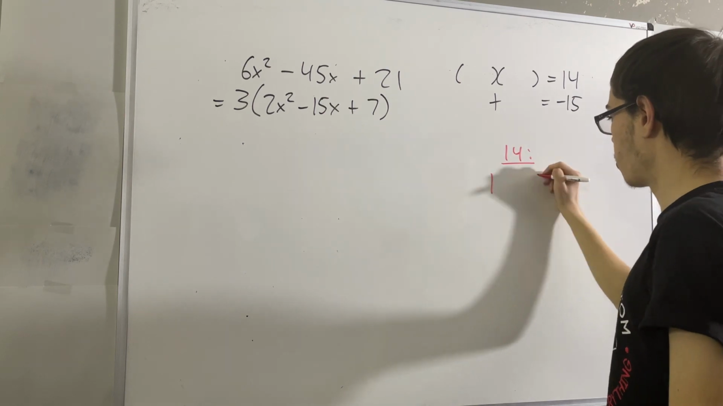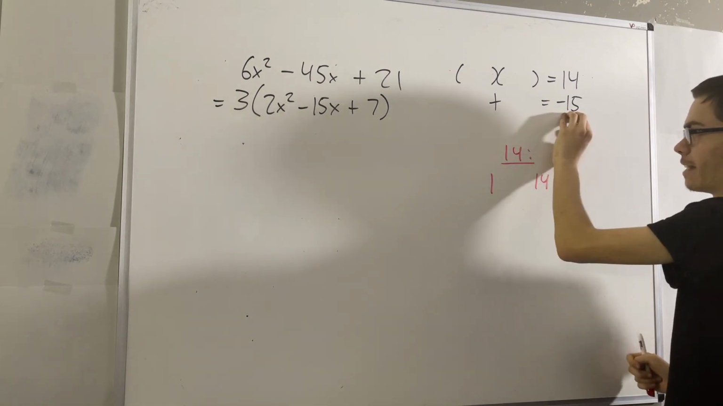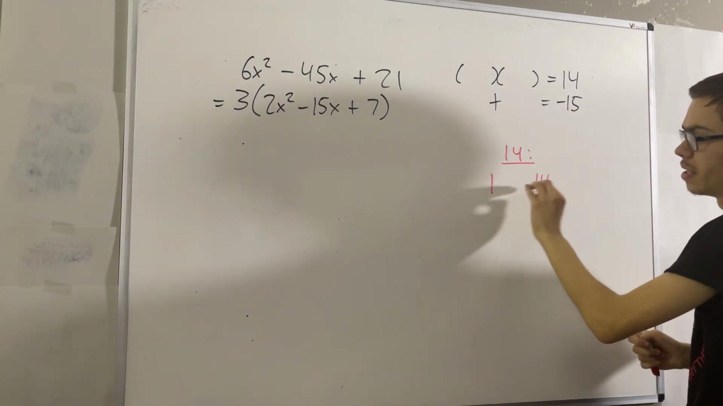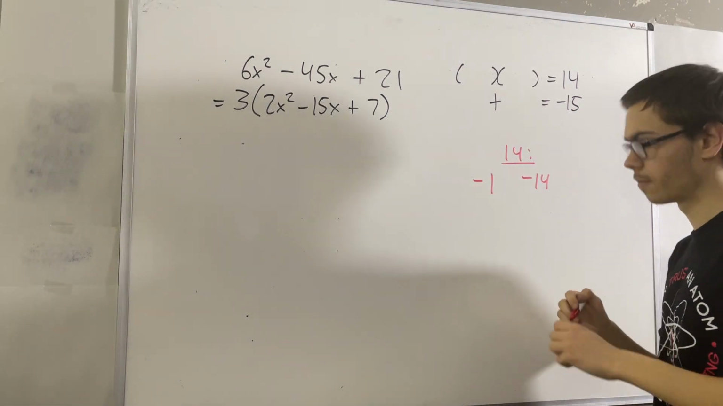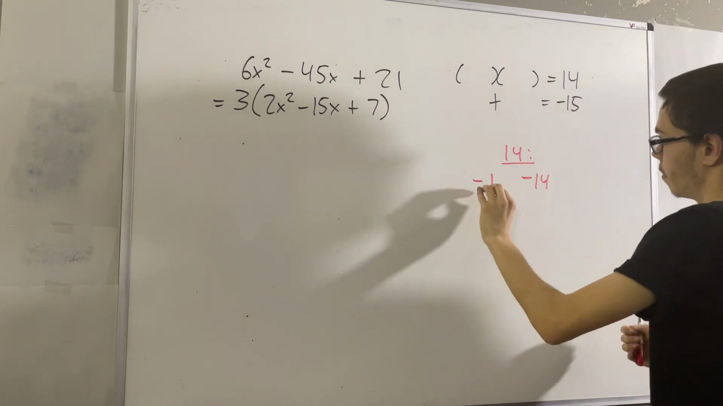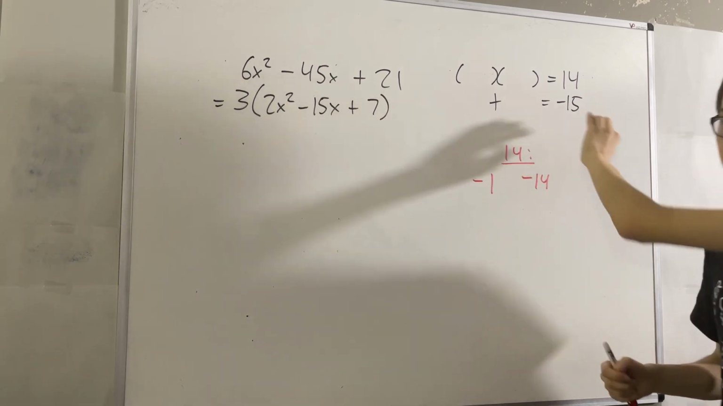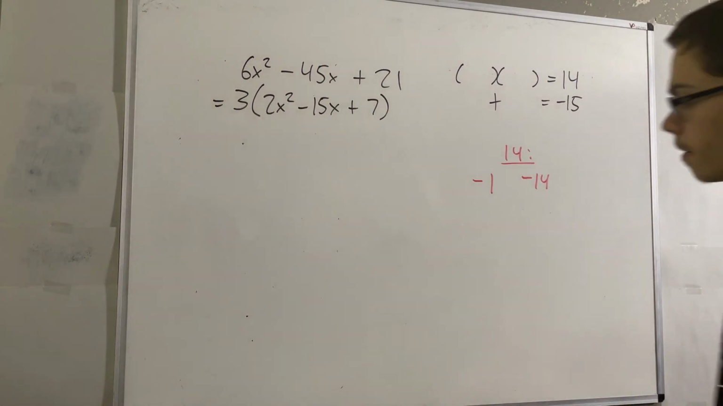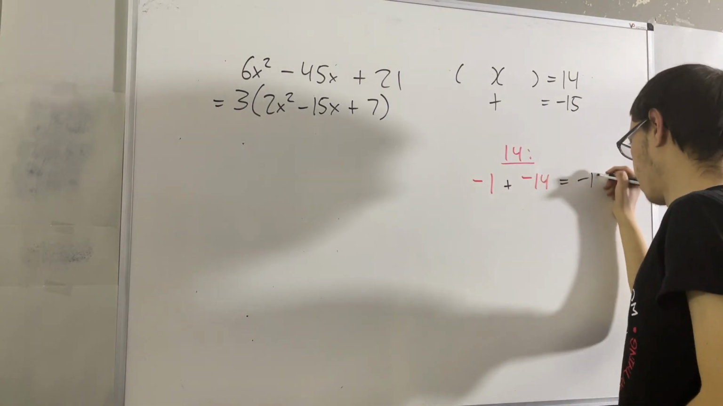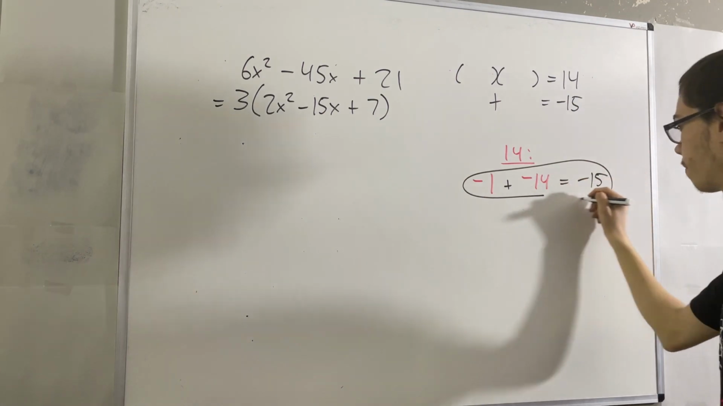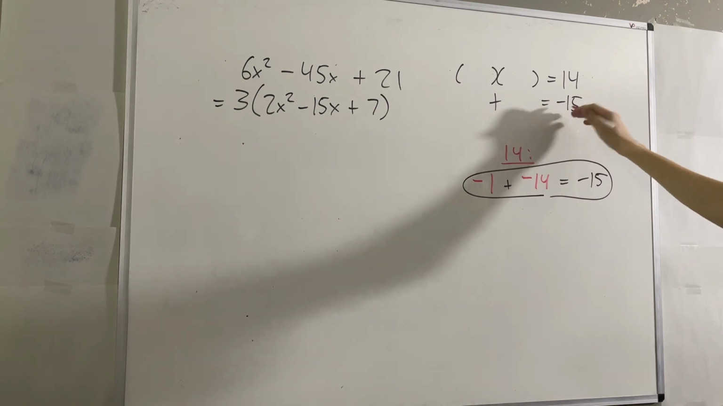In this case, our first pair would be 1 and 14. And we would ask ourselves, do these two numbers add to make negative 15? But clearly they don't, because these two numbers are both positive. So it turns out we're going to have to make them negative in order for this to work, right? Because a negative times a negative is still a positive, but we need to make both of these numbers negative so that they add to make a negative. It turns out that this works if we do that, because when you add these two numbers, you get negative 15, which is exactly what we were looking for. Negative 1 and negative 14 is the pair of numbers that satisfies both of these.